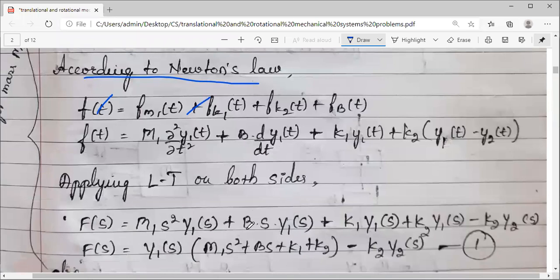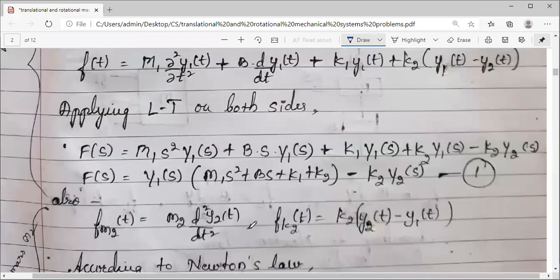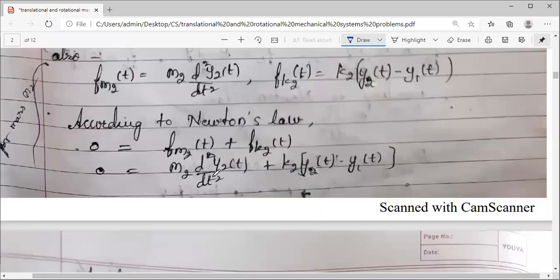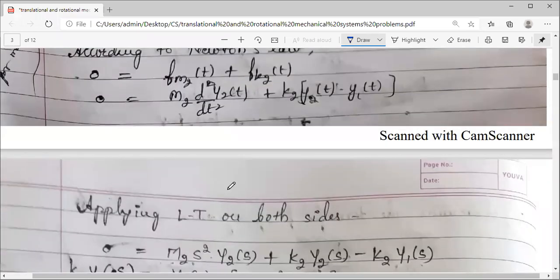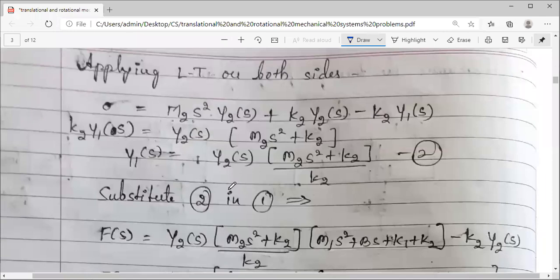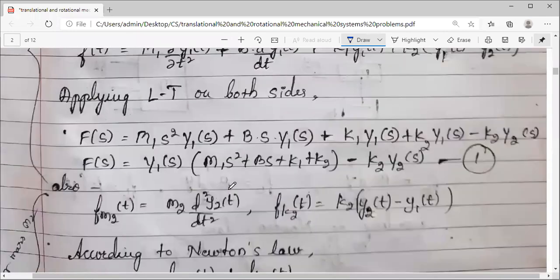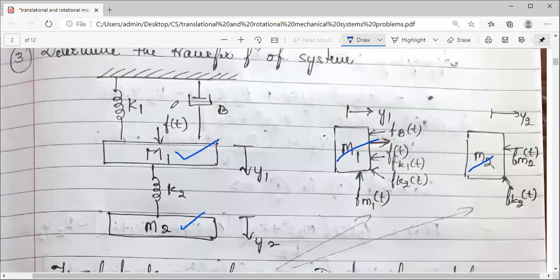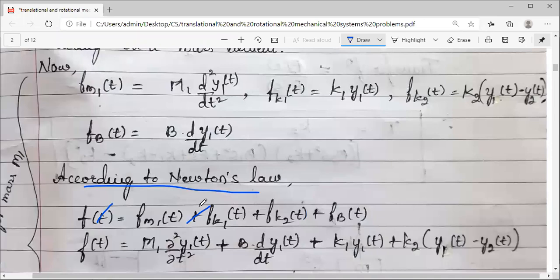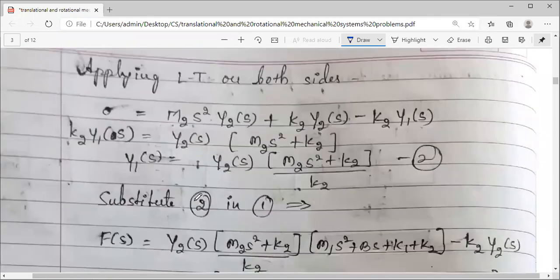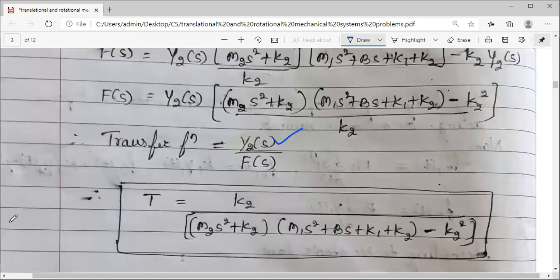Then we applied the Laplace transform. Similarly for the second body, we followed the same steps, getting the equation for forces and applying the Laplace transform. Depending on the figure, we search for the input and the output. The applied force is the input here, and the final displacement y2 is the output. So to find the transfer function, we found y2 by F in the s domain.